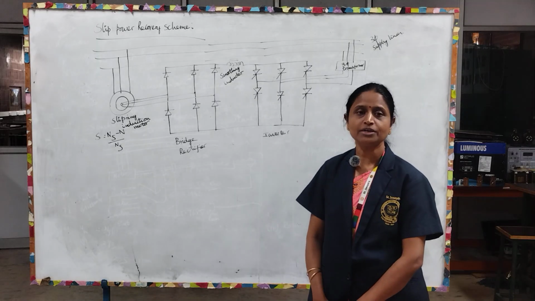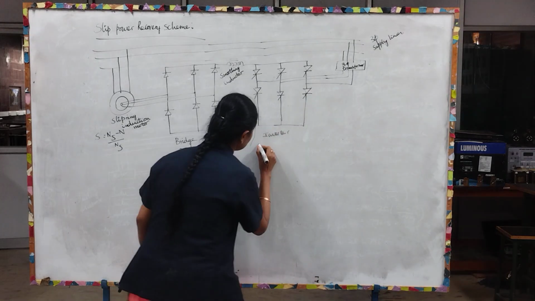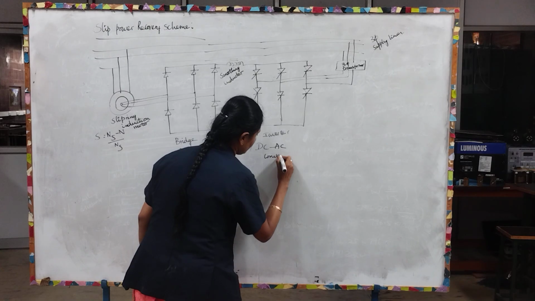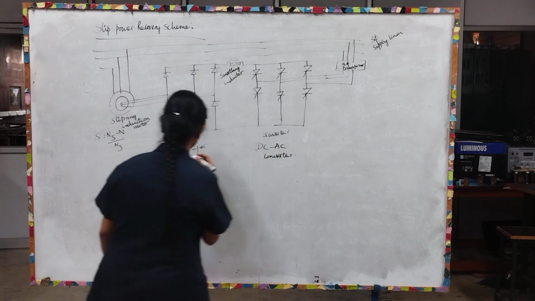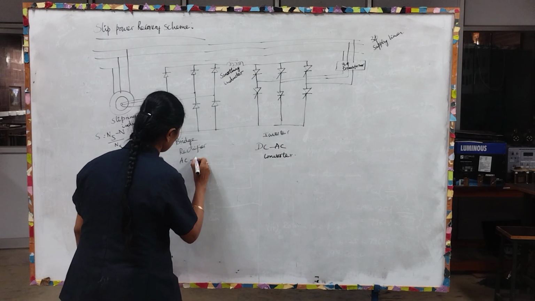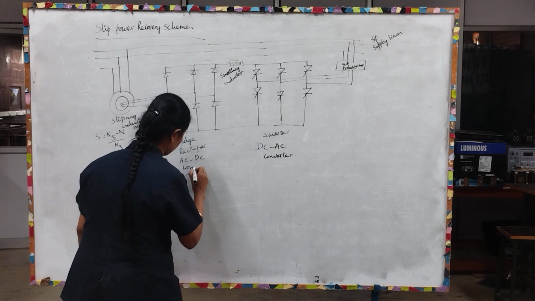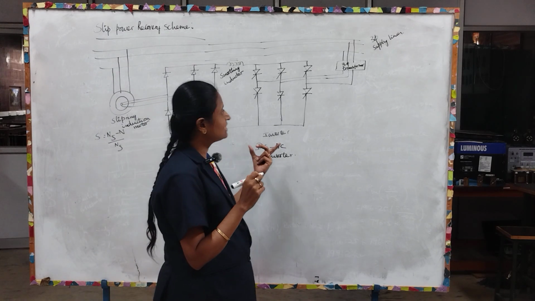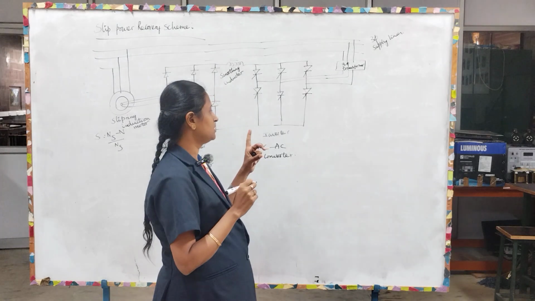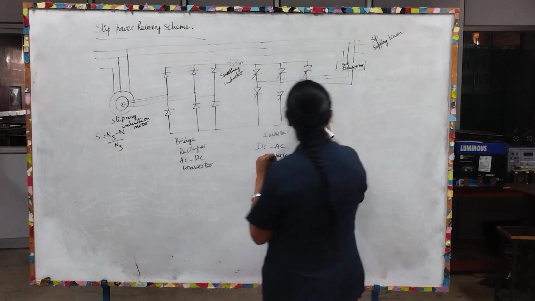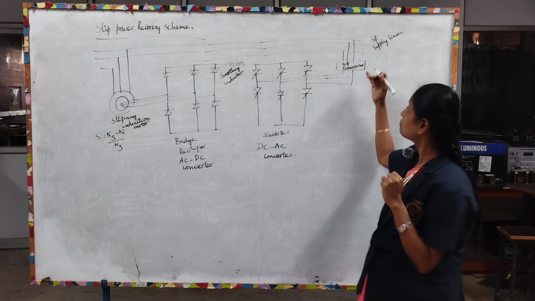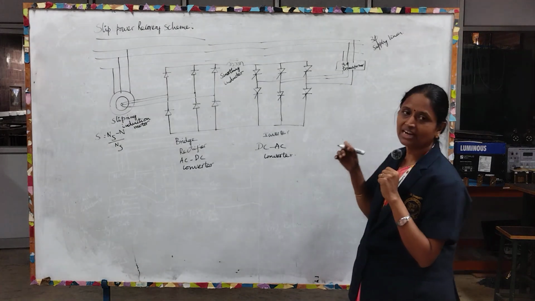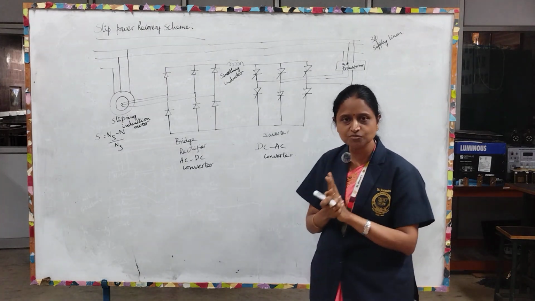So inverter, what will it do? It is nothing but a DC to AC converter. A rectifier is an AC to DC converter, and an inverter is a DC to AC converter. So that AC output will be pumped back to the supply lines with the help of a transformer. What is a transformer?